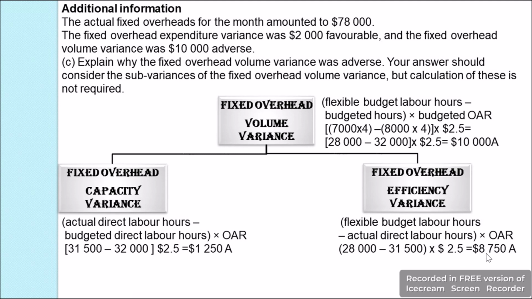We get negative 8,750. Again, this is an adverse variance. Why? Because this again shows that there has been under absorption of fixed overheads. So now when we answer the question, we are going to mention why there was an adverse variance, because of the difference in the labor hours. So that is what we are going to write in the answer.